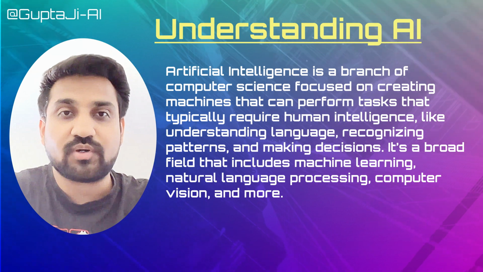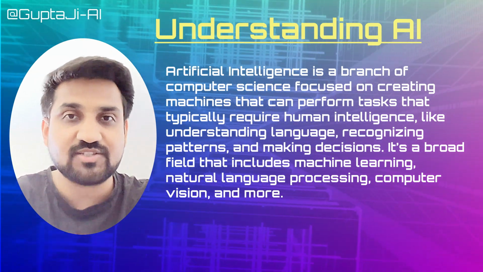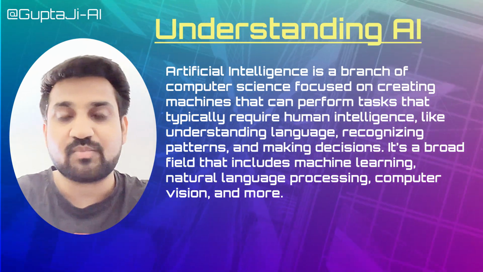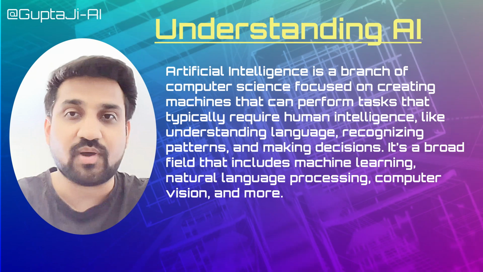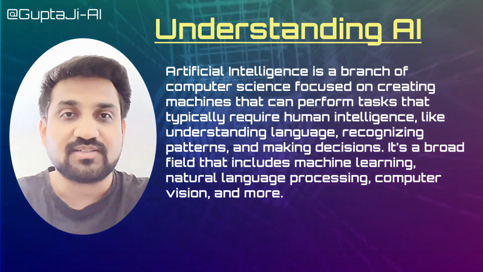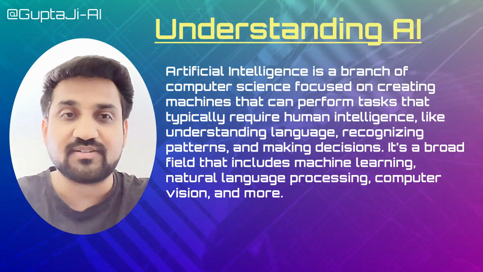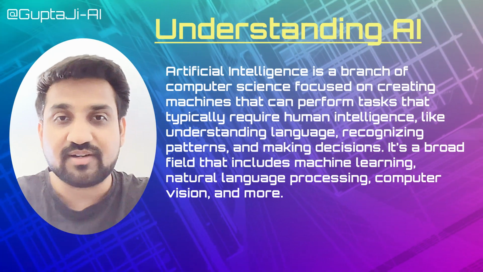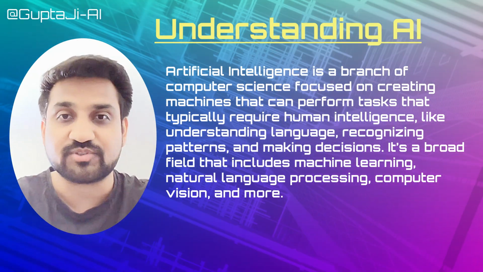First, let's clarify what AI is. Artificial intelligence is a branch of computer science focused on creating machines that can perform tasks that typically require human intelligence, like understanding language, recognizing patterns, and making decisions. It's a broad field that includes machine learning and NLP, that is natural language processing.